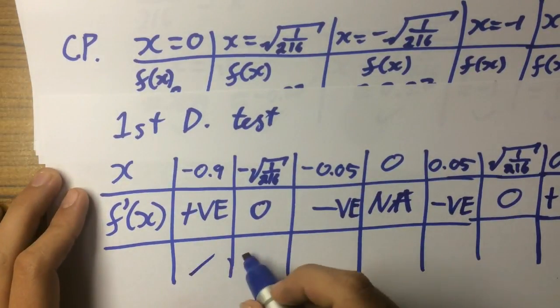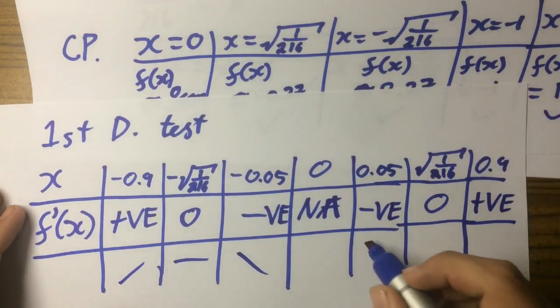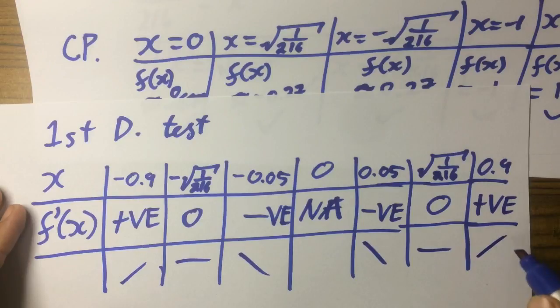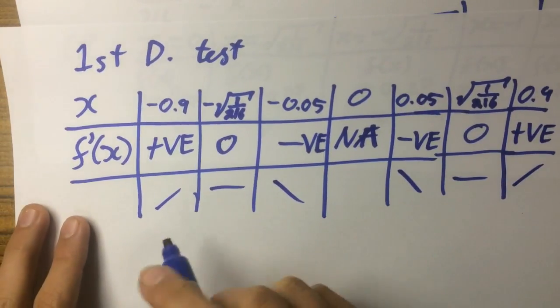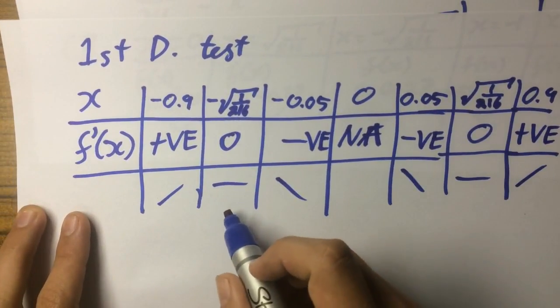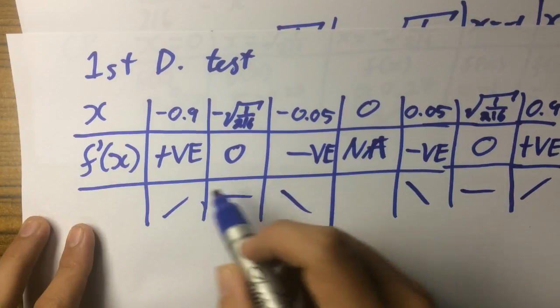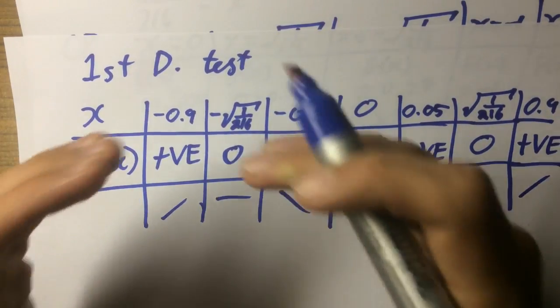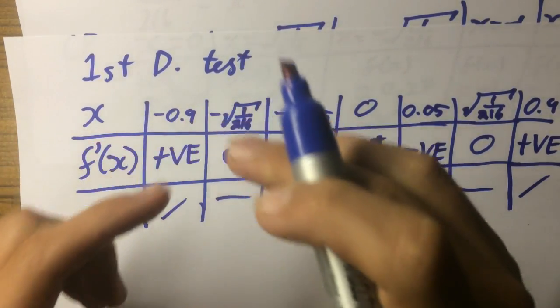That means the graph will come up here, flatten out here, go down here, go down here, flatten out here, and come up here. So we can therefore say right here is a maximum, because it goes up, flattens out, and goes down, so it rounds off at the top. Therefore that's the maximum point.